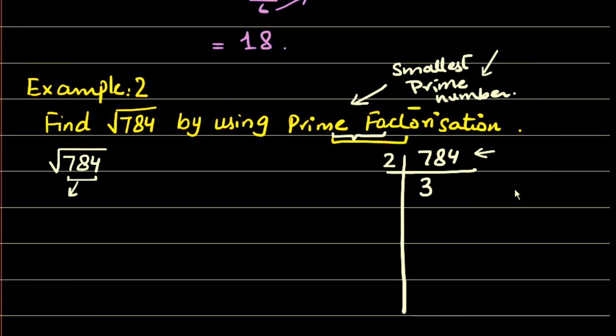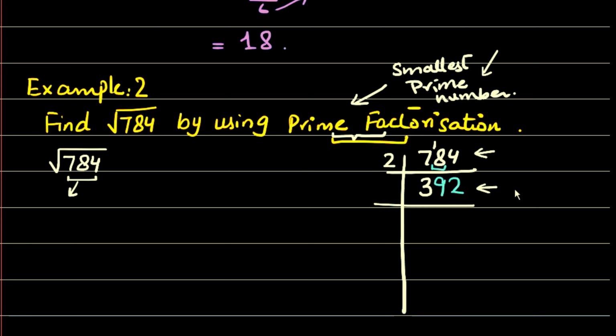So 2 3s are 6. Now 6 minus 7, what is the difference? 1. So you can give 1 to 8. It becomes 18. Now 2 9s are 18. Okay. And 2 2s are 4. All right. So it means that we have to solve next.